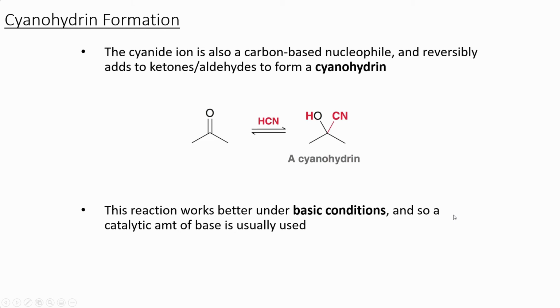Now a new reaction that we'll look at is the cyanohydrin formation reaction. I know we looked at using cyanide as a nucleophile when we looked at SN2, but I don't think we've looked at using cyanide as a nucleophile for ketones yet. So HCN, hydrogen cyanide, can react with a ketone to form a cyanohydrin, and you can see that HCN has added across the carbon-oxygen double bond.